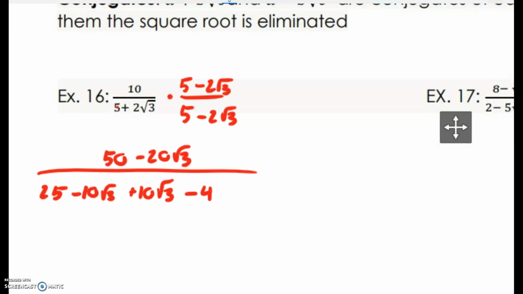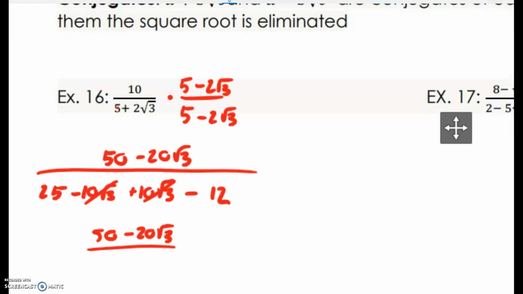And then radical 3 times radical 3 is 3, right? So I've got negative 4 times 3. I'm going to just put negative 12. Alright, now hopefully you see these middle two terms eliminate each other, and that's going to happen every time if you multiply by the conjugate, okay? So those are gone, and what I'm left with is, still have my 50 minus 20 radical 3 in the top, and then in the bottom, I've got 25 minus 12, which is 13.